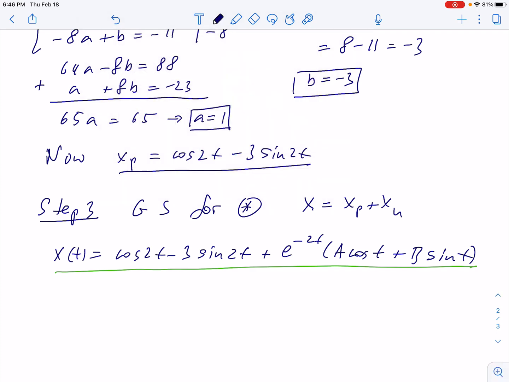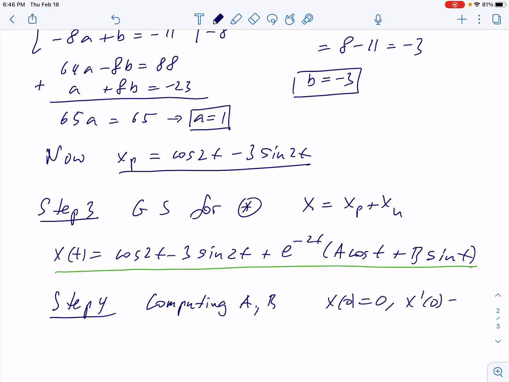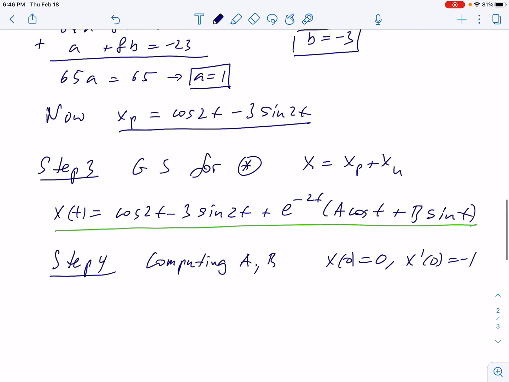Okay, now remember we have initial conditions and we go to step 4, computing A and B. Remember x0 is 0, x prime 0 is negative 1. I want to repeat that we compute the coefficients at the very end, not in step 1.